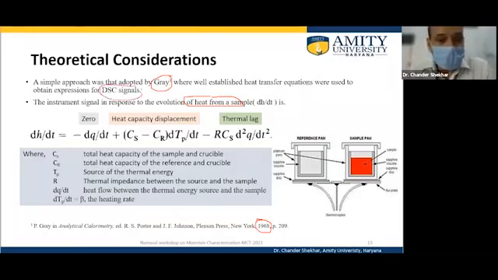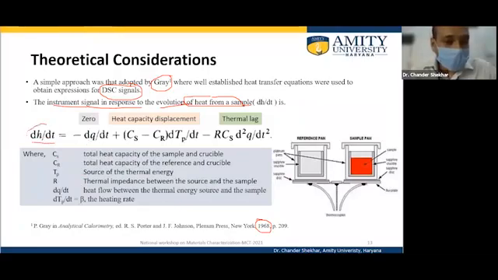Now, the DSC signal is the thermal energy flow rate, so the instrument signal in response to the evolution of heat from the sample. If there is some thermal event happening in the sample, how is the DSC signal generated? That equation was given by Gray, and this equation is given here.